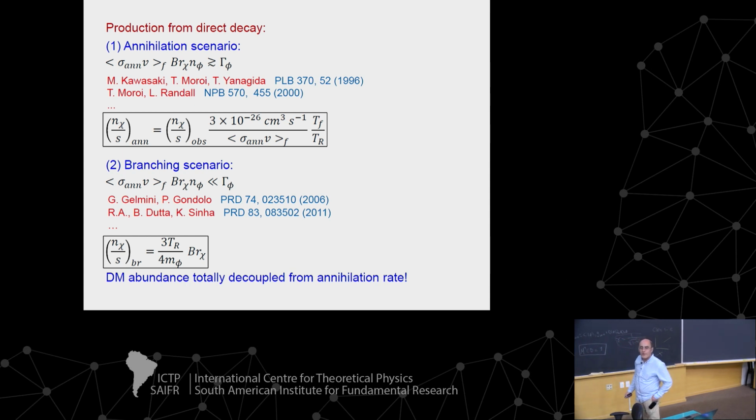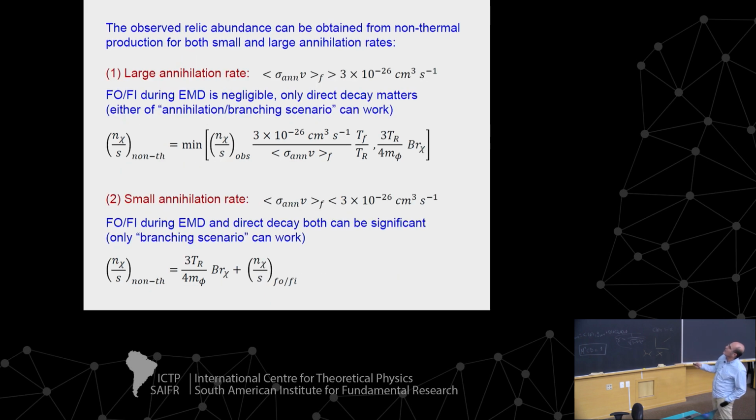But if sigma v depends on temperature, how does this branching scenario work? I think then you have to really calculate it at the temperature, which is basically the temperature T_R. So in a sense, you can still use it, but this must then be calculated at T_R. So then you need to really know the temperature dependence of sigma v. So there are these two scenarios from the direct decay.